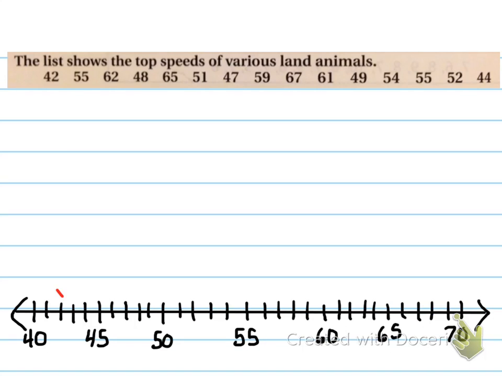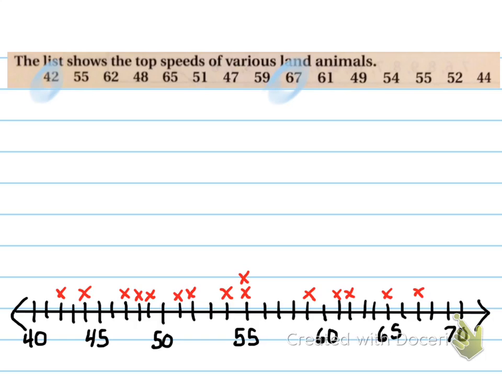Our low number was 42. Our high number was 67. So I went ahead and made my number line go from 40 to 70. Putting my X's above the numbers. And it should look something like this.